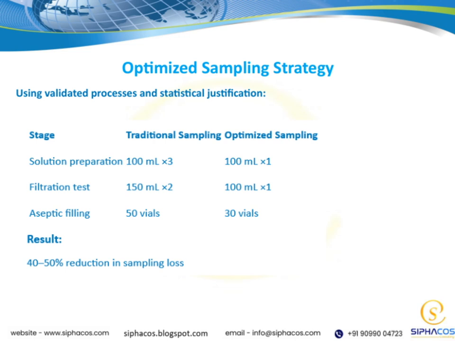Additionally, we're using statistical justification to back up our sampling approach. This helps us determine the right sample sizes and ensures our results are both precise and representative. By combining these validated processes with solid statistical reasoning, we can confidently say that our sampling strategy is both efficient and trustworthy. This is a key part of our overall approach to delivering high-quality, reliable data.